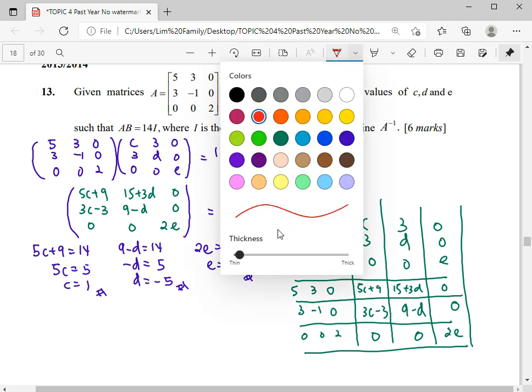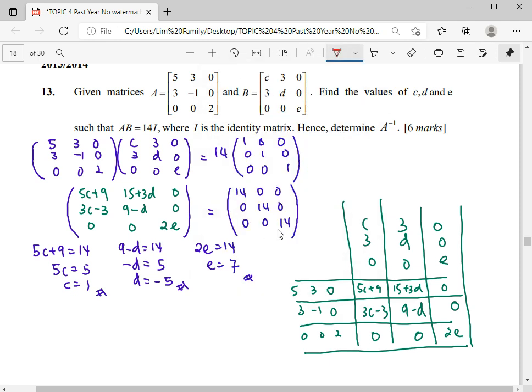So for this first part, we use the concept of multiplication, and the concept of comparing elements: when two matrices are equal, their elements have to be the same. Then we get the answer. For the first two answers we get 1 mark, and for the other answer we get 1 more mark.